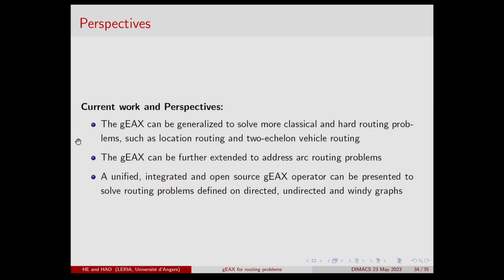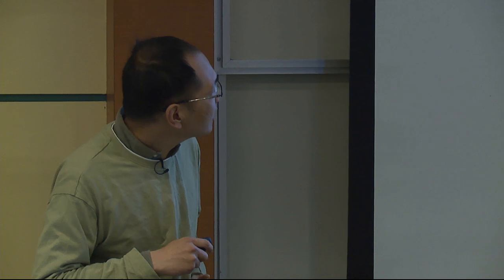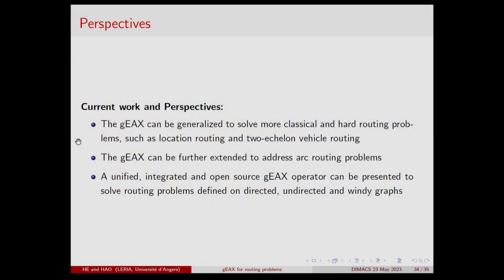Here is our current work and some perspectives. Indeed, we try to use the GEX and HGA to solve some more routing problems, such as location routing and two-echelon vehicle routing. And until now, this crossover is only used to solve some node routing problems. It can also be used to solve some arc routing problems. Lastly, we try to develop a unified and open source crossover to solve problems defined on directed, undirected, and windy graphs.